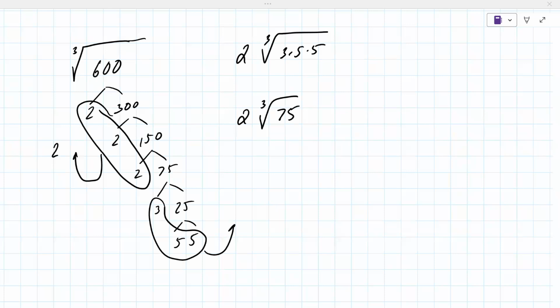So let's have you try the cube root of 1280. All right, why don't you try that one? And then we can work it out together.